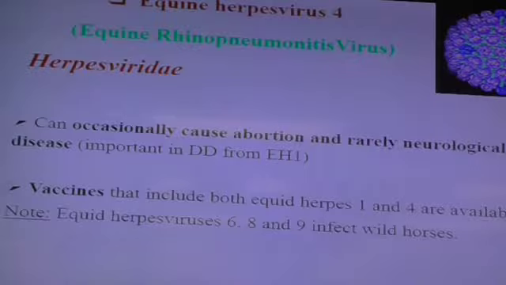Now, the reason we're saying equine herpes 1, 3, and 4, and ignoring all the others, is not because the others are not important, like 6, 8, and 9, but because those usually affect wild horses rather than domesticated horses.